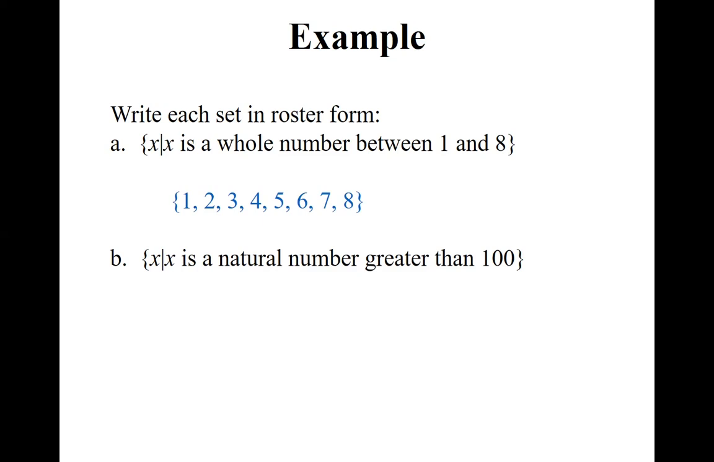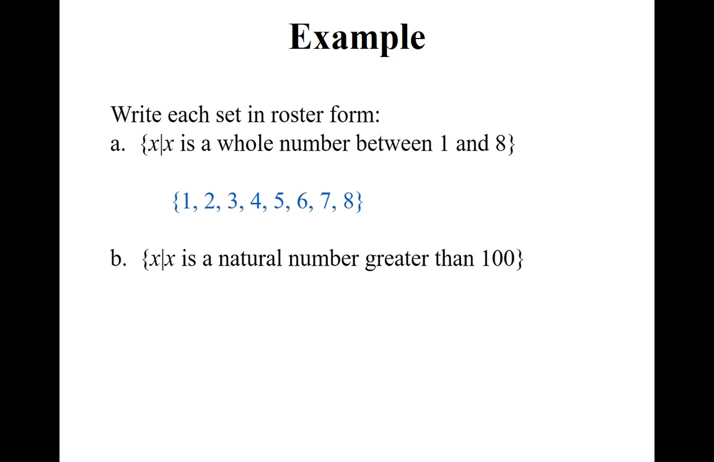B, the set of all X such that X is a natural number greater than 100. Well, again, natural numbers, this time 0 would not be an option either way, but it's definitely not an option since we want greater than 100. Greater than 100 does not include 100. So X is a natural number greater than 100.